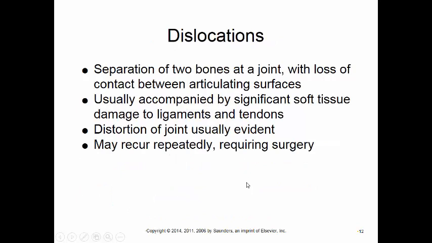The next disorder is a dislocation. This is a separation of two bones at the joint, with a loss of contact between the articulated surfaces. So the bones normally function together and move in conjunction. Where there's a dislocation, it's popped out of place. It's usually accompanied by some soft tissue damage, along with damage to the ligaments and tendons. The distortion of the joint you can usually physically see. If it reoccurs repeatedly, then it may require some kind of surgery to stabilize the joint.